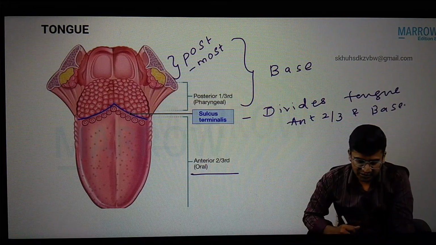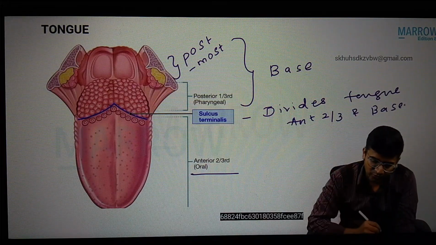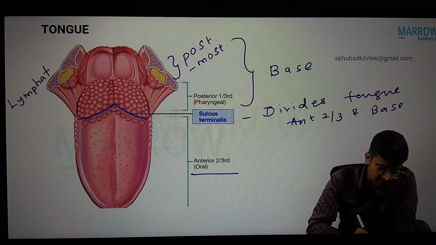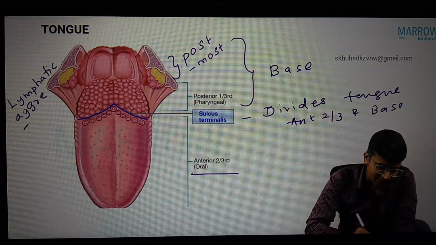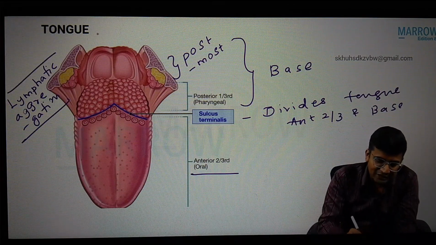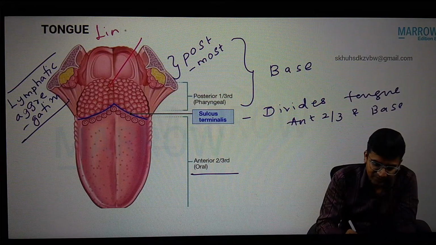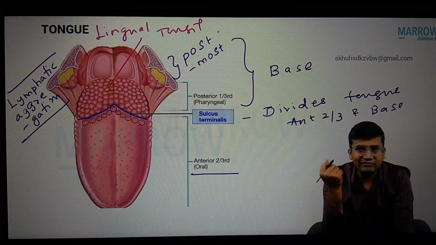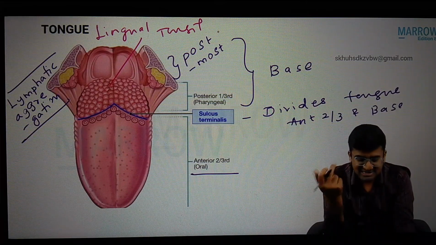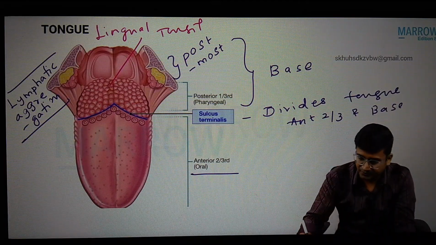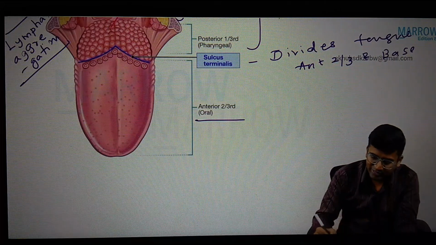Now in the posterior one-third of the tongue, we have lymphatic aggregation that is called lingual tonsil. So these are nothing but the lingual tonsil. Now in the anterior two-third, we don't have any lymphatic aggregation. Instead we have some projections of the lamina propria, and that is called papilla. So in the anterior two-third of the tongue, we have papillas.